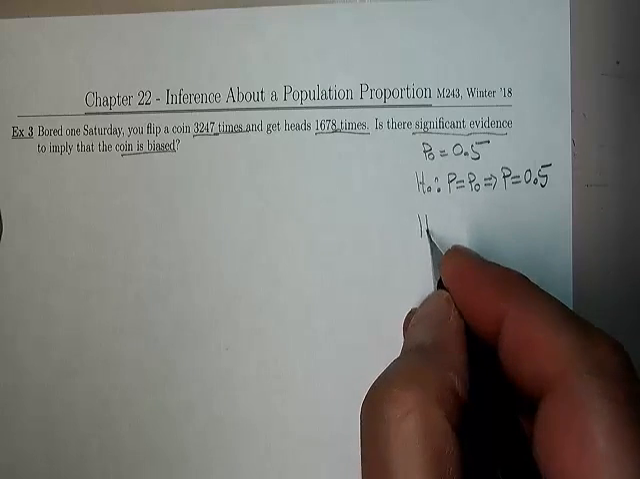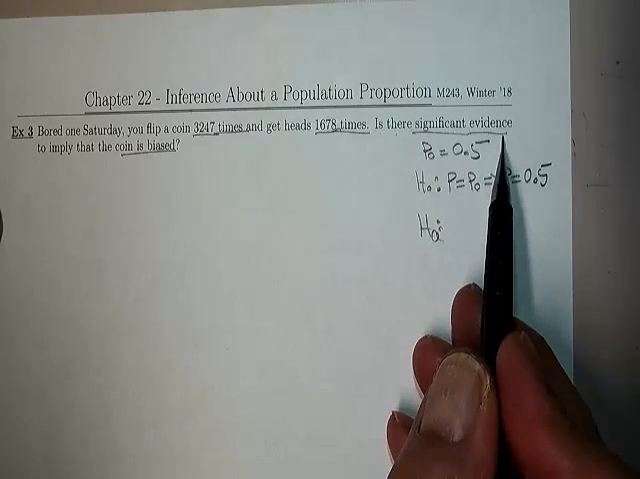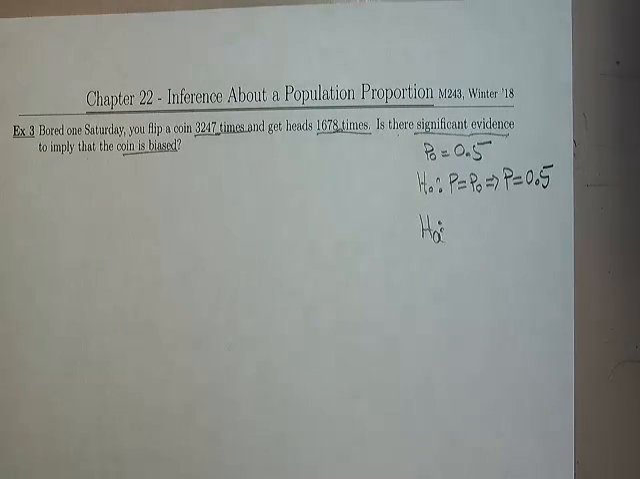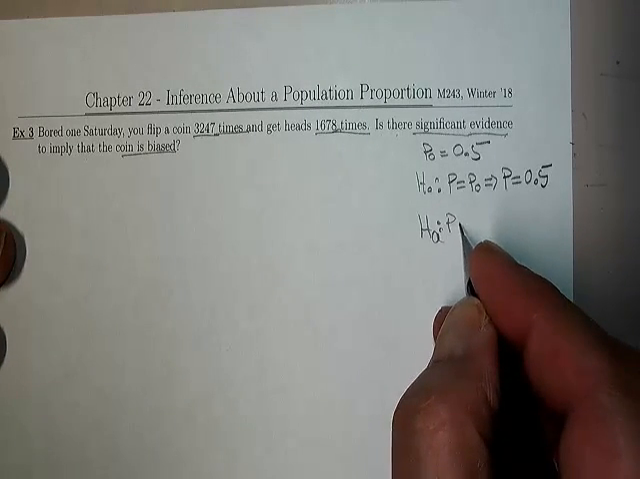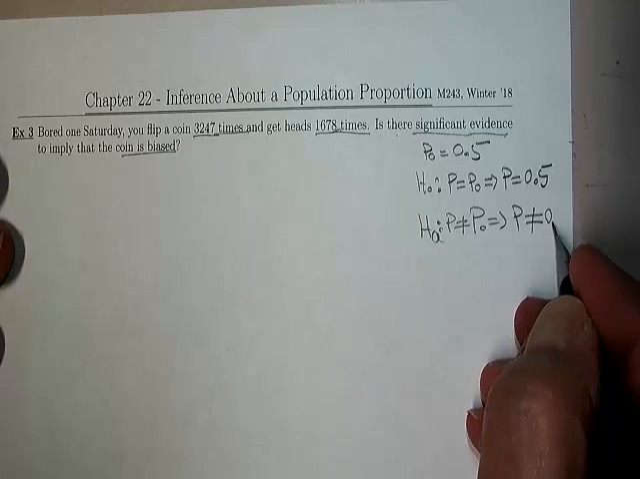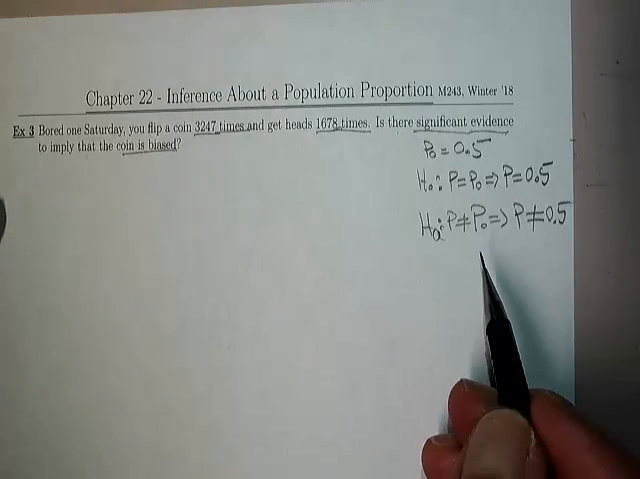The alternative hypothesis is, which one is that? It says, is there significant evidence to imply that the coin is biased? Bias could be either heavier or lighter. It doesn't give me any information, but it says it's different. Bias means it's different. So therefore, I can say P is not equal to P0, or P is not equal to 0.5. That is the alternative hypothesis.